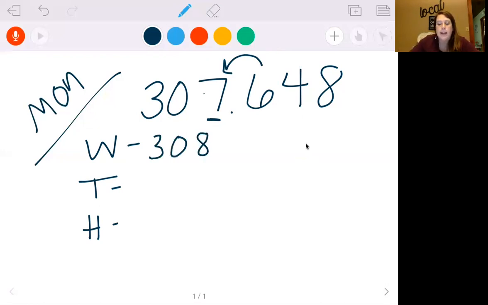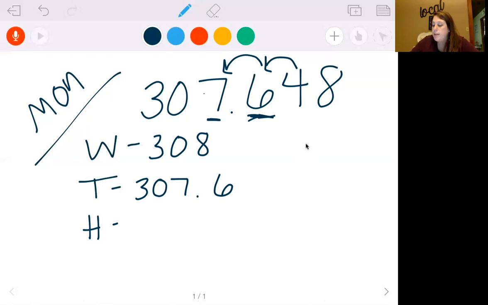So what you're really thinking about is 307. Is it closer to 307 or 308? That 0.6 tells me that it is more than half, so it needs to go up to 308. Speaking of the 6, it's in the tenths place, so I'm going to look at the 4 next door. 4 tells me the 6 is going to stay the same, so I'm going to keep everything until I get to that 6. Everything before it stays the same. Everything after it, we drop off.